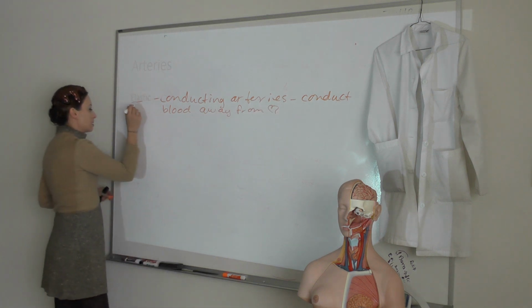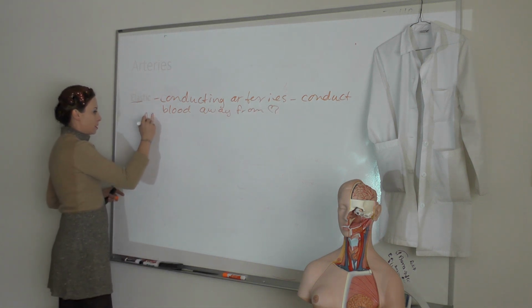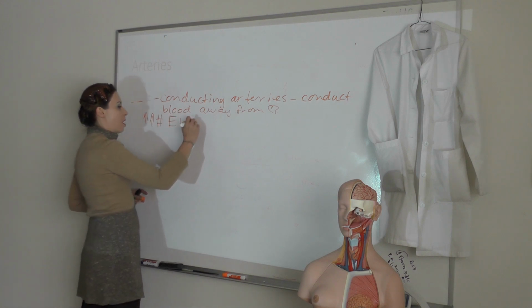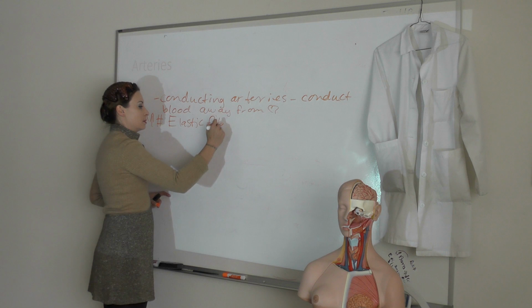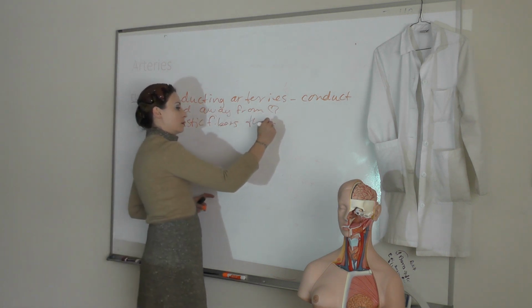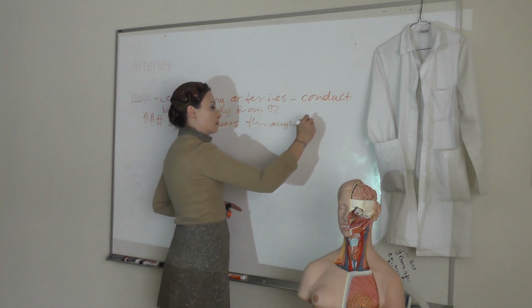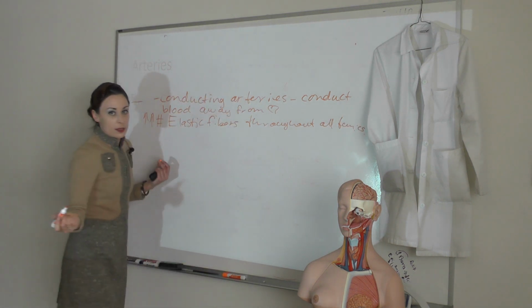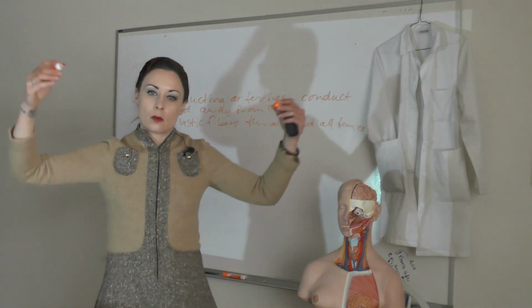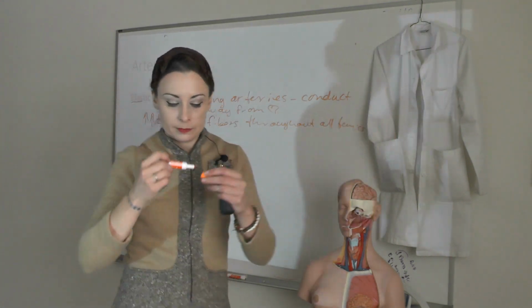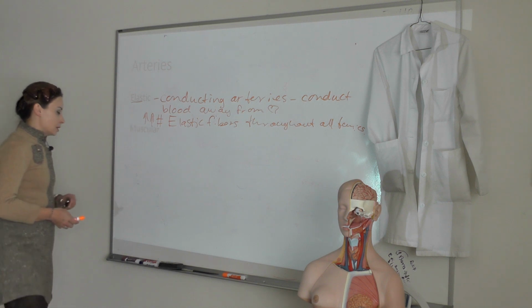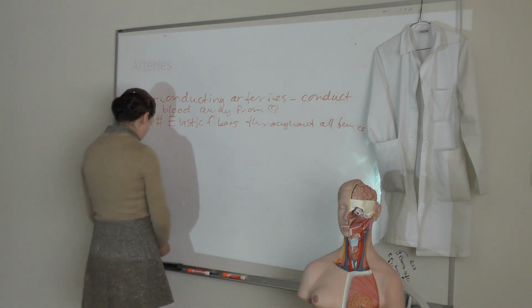They're called elastic arteries because they have a high proportion of elastic fibers throughout all of their tunics. And again, that's because they need to display the greatest amount of elasticity, or stretch and recoil. So those are going to lead away into our muscular arteries.